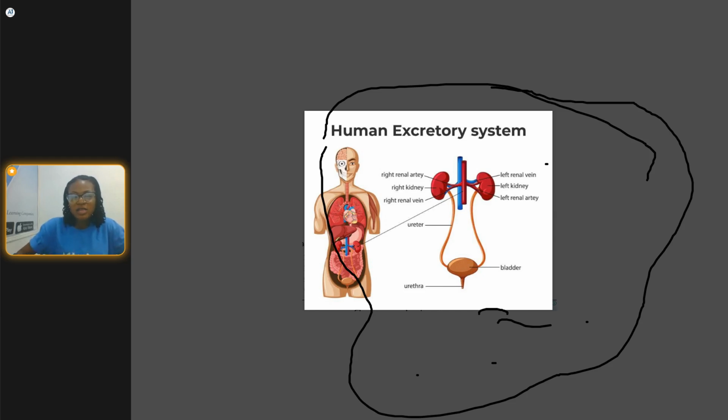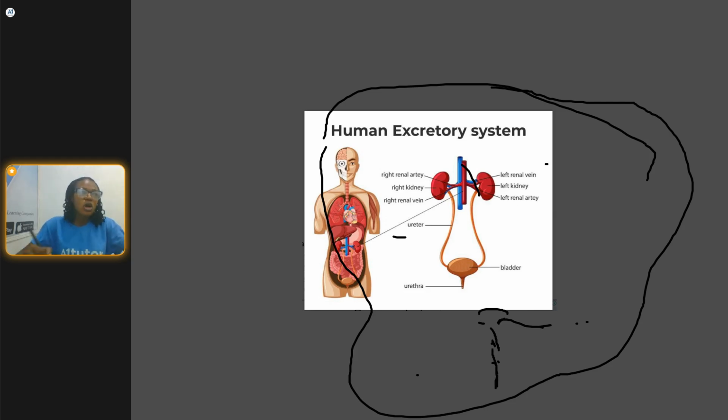So everything that is not needed in your body comes here, and through the ureter it is joined to the bladder and saved as urine. All right, so when your bladder is full, that is when you feel like you want to pee, and it comes out through the urethra.